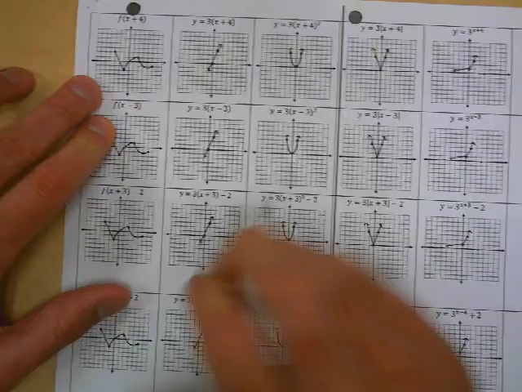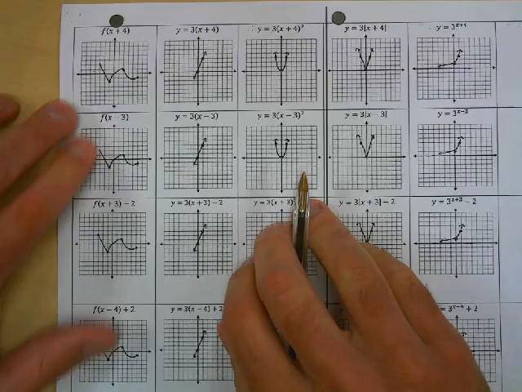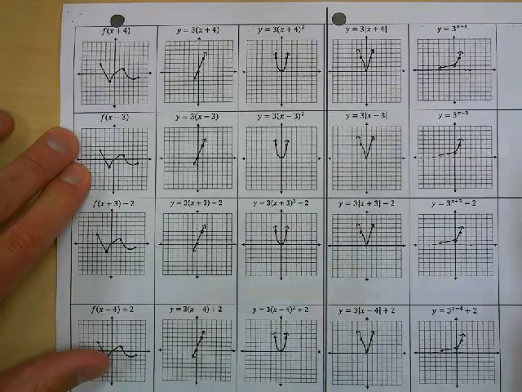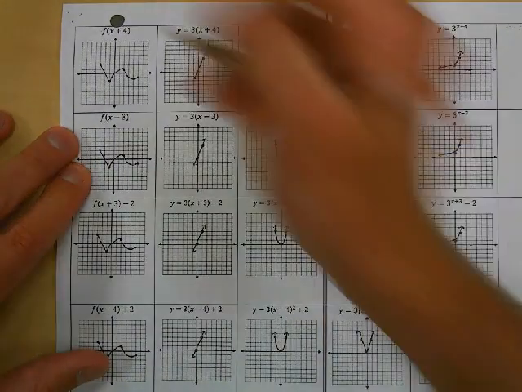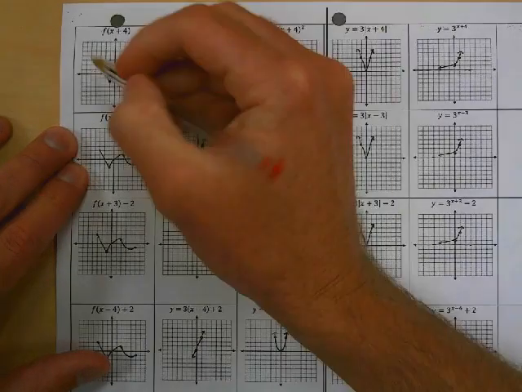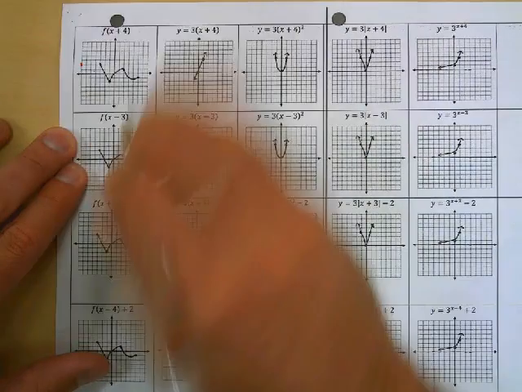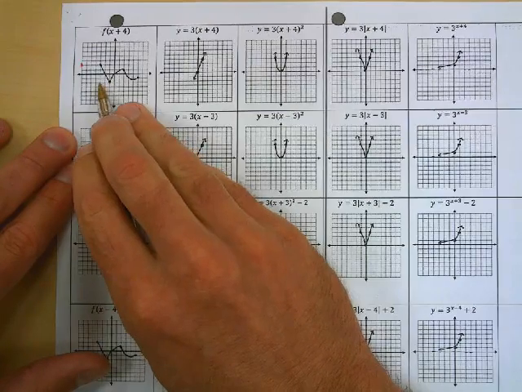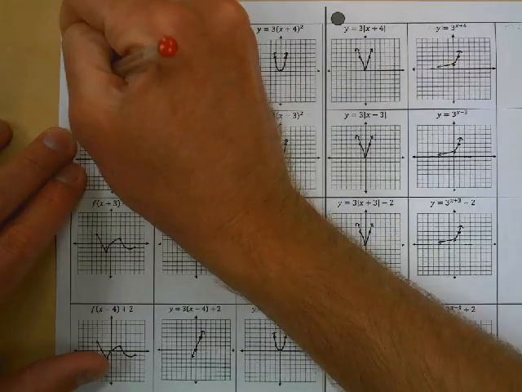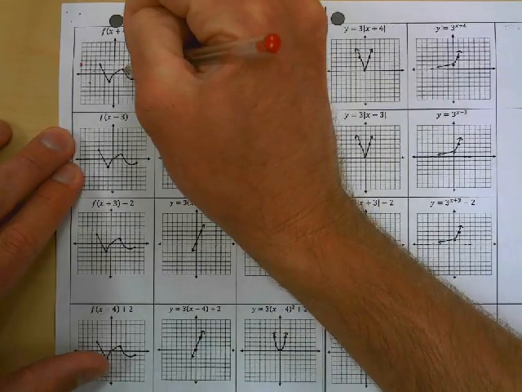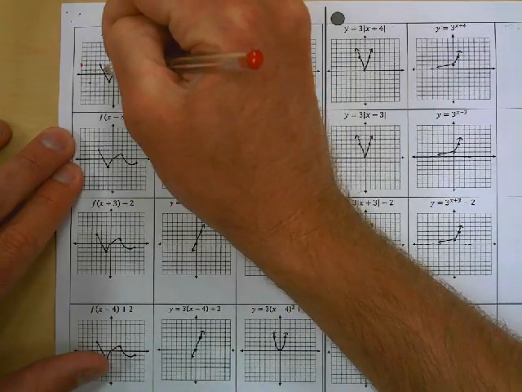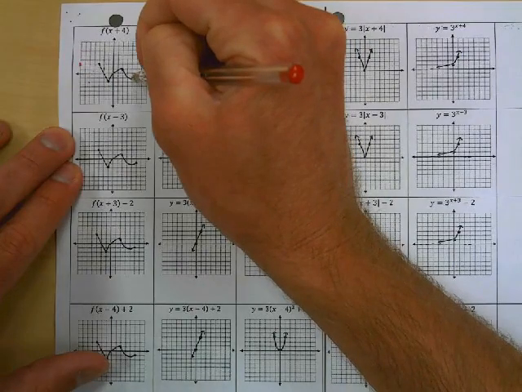Okay, so let's do the first graph, for example. If I add 4 to my x's, that's going to take each point and move it to the left 4 units. So then I'm going to take this point, move it left 4. So 1, 2, 3, 4, right on the edge. Take this point, move it left 4. 1, 2, 3, 4. Take this point, move it left 4. Take that point, move it left 4.